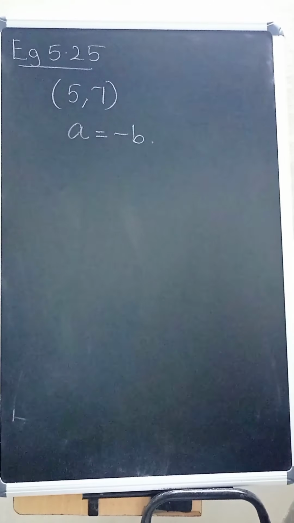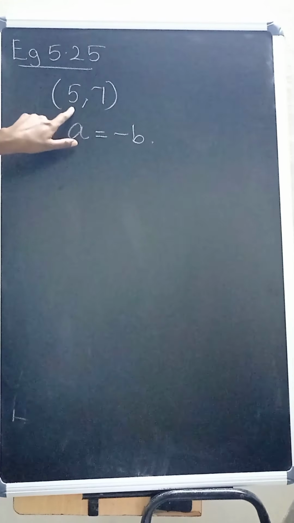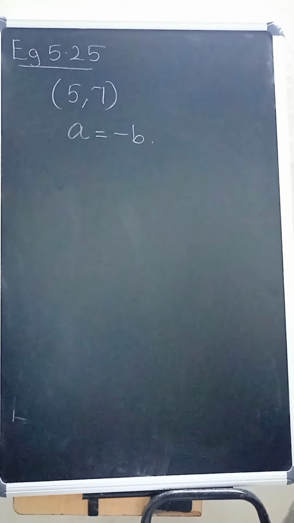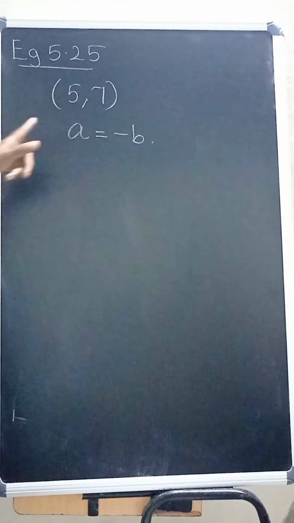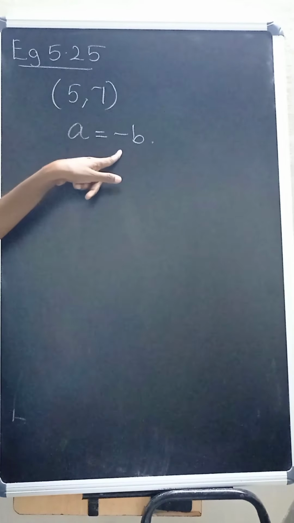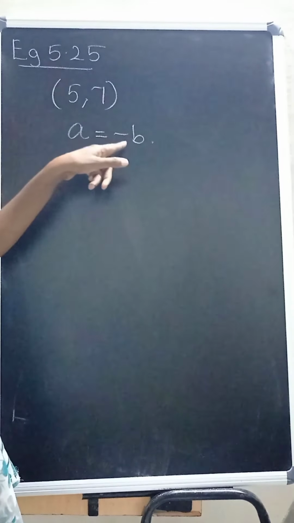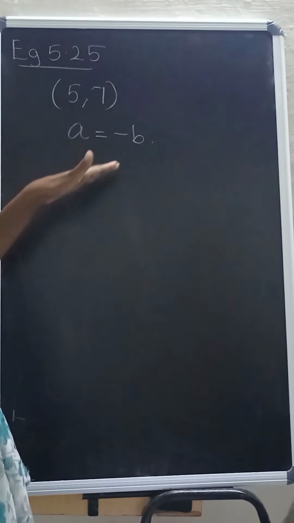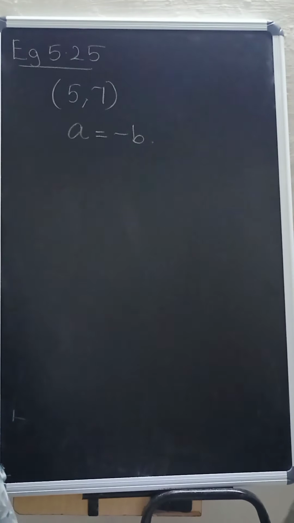Now we will solve some problems based on the intercept form. Example 5.25. Find the equation of a line which passes through (5, 7) and makes intercepts on the axes equal in magnitude but opposite in sign. The condition given is that the intercepts are equal in magnitude but opposite in sign. So you can write it as a is equal to minus b, or you can also use b is equal to minus a and proceed with the sum.